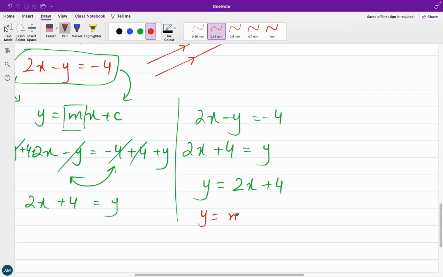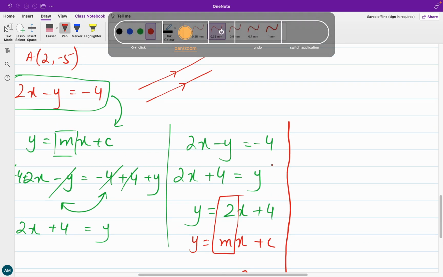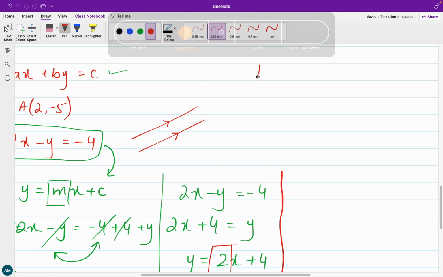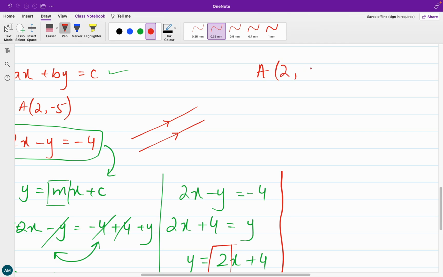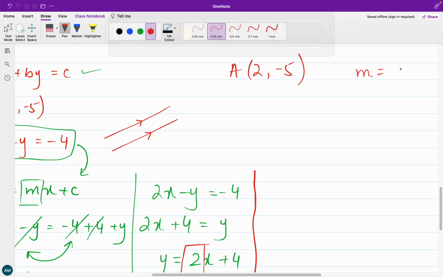Let's compare it with y is mx plus c. So we know that the gradient that we have is positive 2. So we have the gradient of this line, which means we have the gradient of the line on which this point lies. The point A lies on the same line which has the gradient equal to positive 2. Yeah. So now it's easy for us to find the equation of the line.